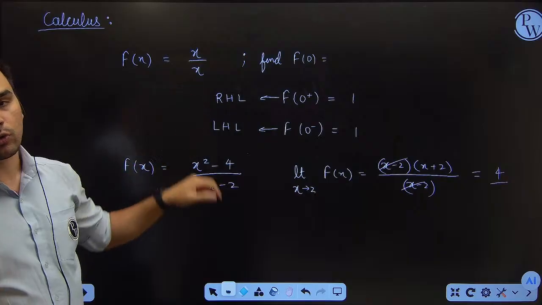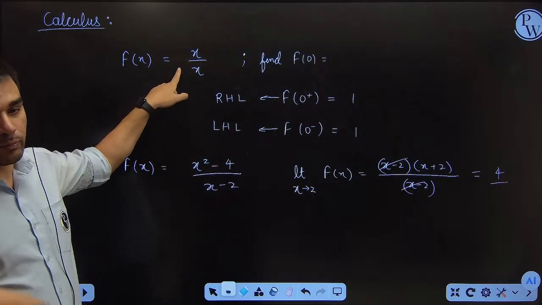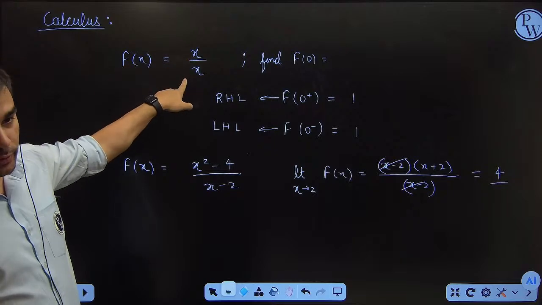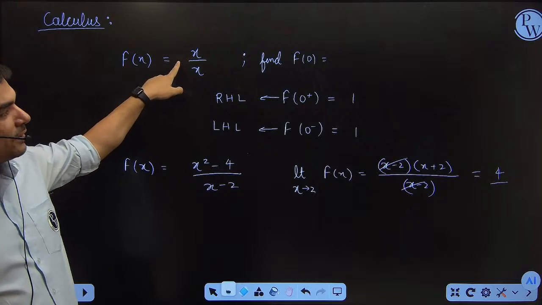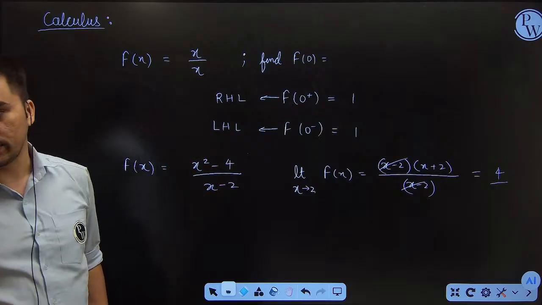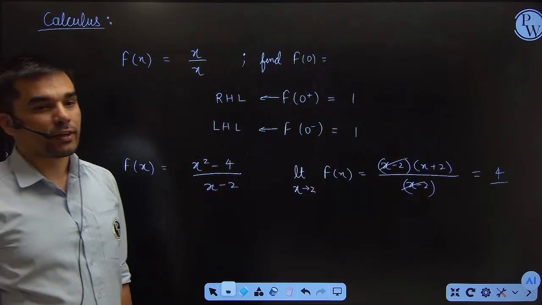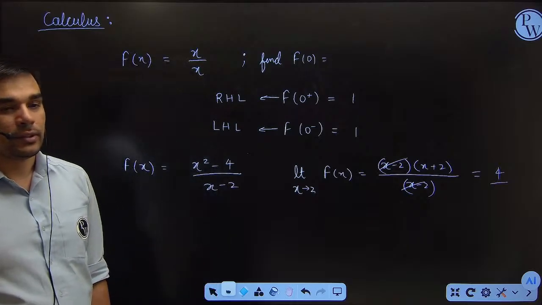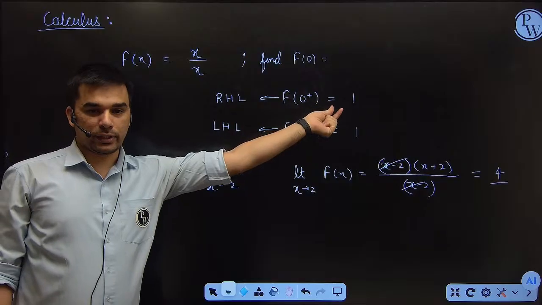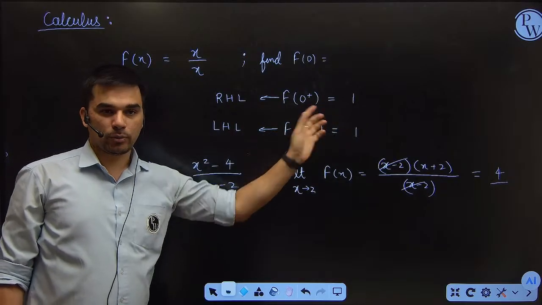Tell me. I want to check whether this function, you have to focus on the language actually, f(x) is equal to |x| by x. What I'm asking you to check is the continuity of this function at x is equal to 0. So tell me about the right hand limit. In this case we got the value as 1. The left hand limit in this case also came out to be 1.